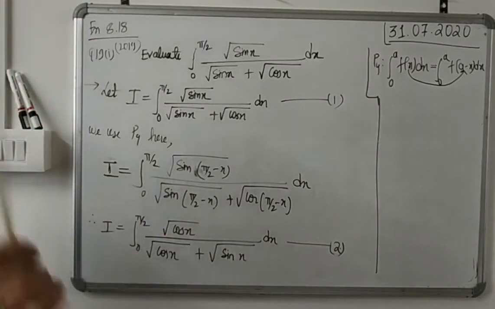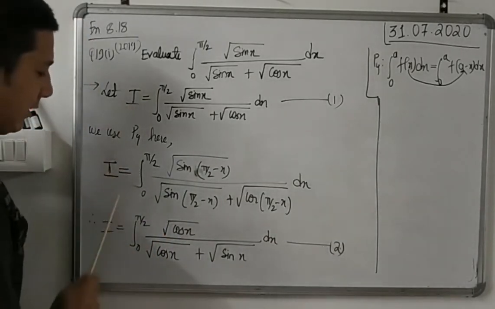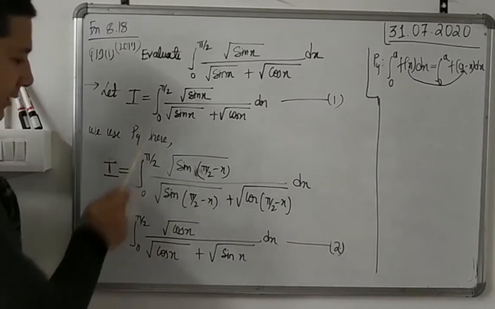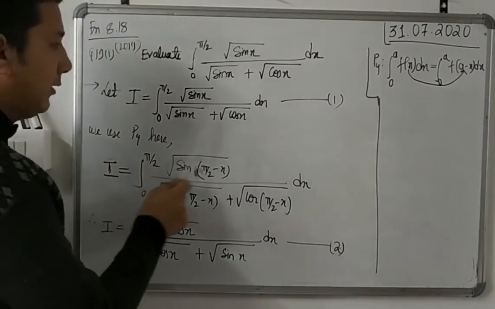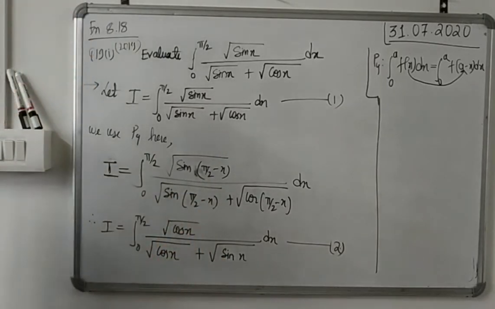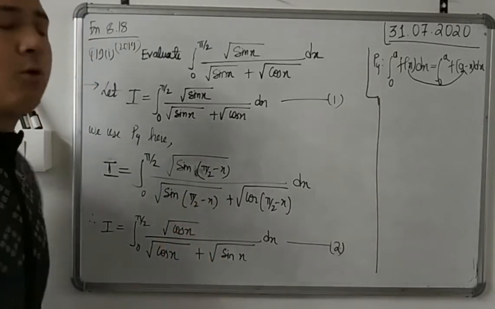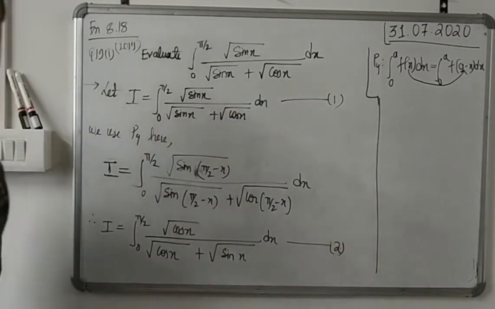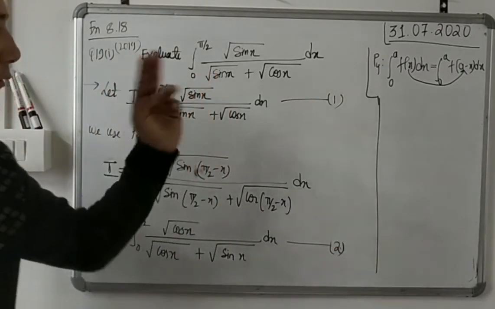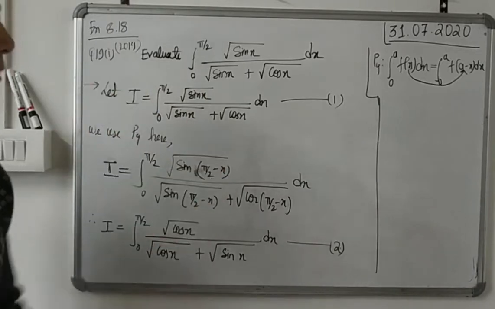Okay. Now what we see from equation number 1 and equation number 2 is the limit is same, root sin x, root cos x, denominator is same. Okay. So this is another important step when we do property 4. The moment you put the limit, you'll be getting two equations, equation 1, equation number 2. This part is very important.